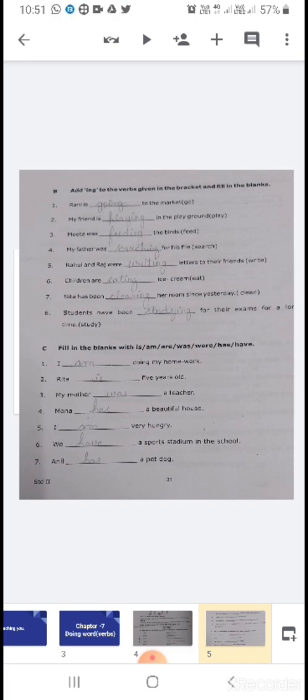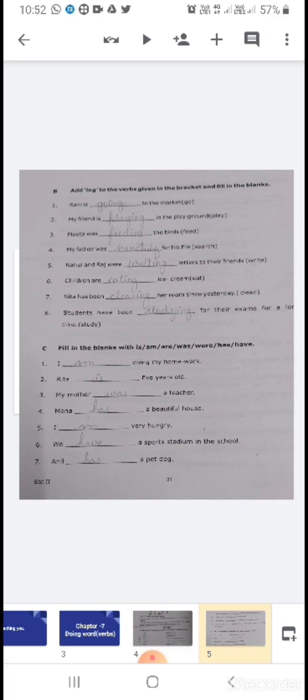Second is my friend is dash in the playground, and in the bracket there is the word play. You just have to add ing after the bracket word. So this sentence will be then my friend is playing in the playground.